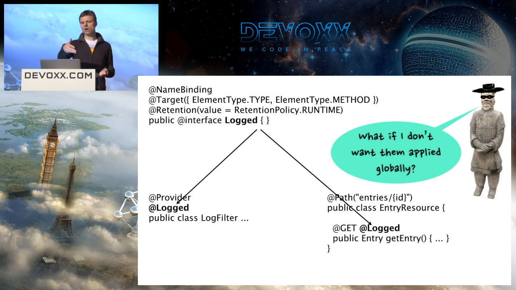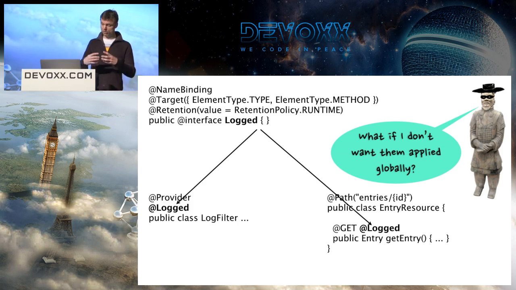So you can define your own annotation, in this case Locked, and then you go and annotate the filter, and at the same time annotate exactly those classes or resources where you want the filter to be invoked. You can also annotate the class, then it's inherited by the methods. So if you put Locked on the resource class, the filter would be applied to every one of the methods.